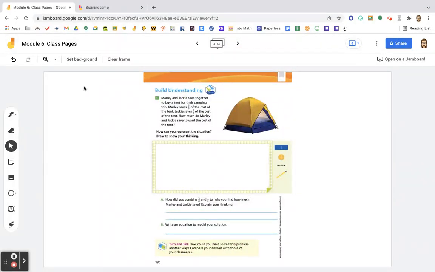It says Marley and Jackie saved together to buy a tent for their camping trip. Marley saves 3/8 of the cost of the tent, and Jackie saves 1/2 of the cost of the tent. How much do Marley and Jackie save toward the cost of the tent? So first we need to represent, and we're going to draw to show our thinking.